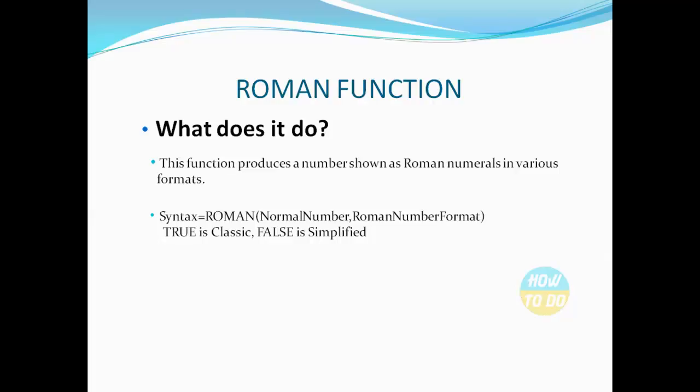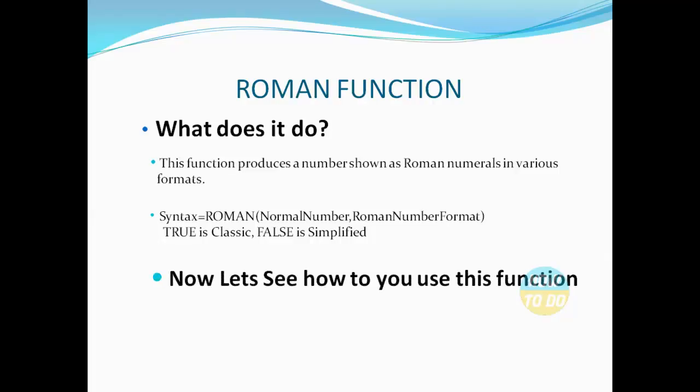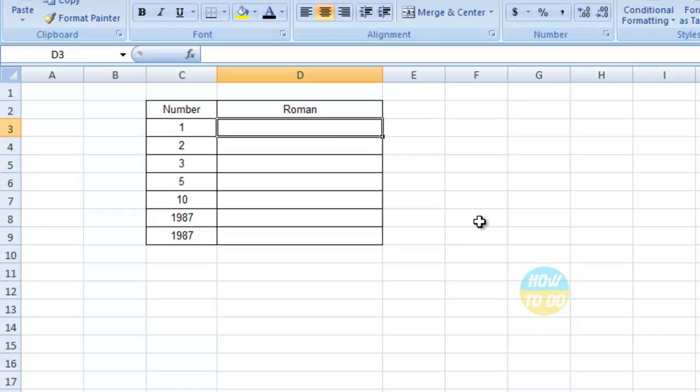The format for this particular function is =ROMAN(number, form), where the first argument is the normal number and the second is the Roman number format. And we have two different classifications in this. One is TRUE, which is classic, and the second one is FALSE, which is simplified. Now let's understand how to use this particular function.